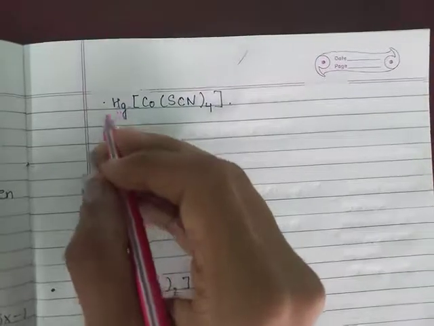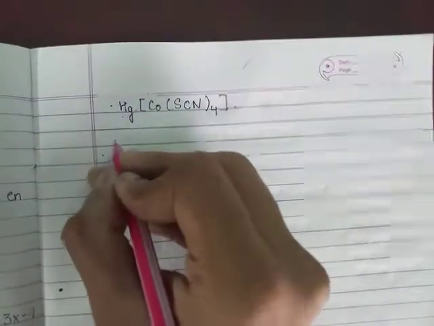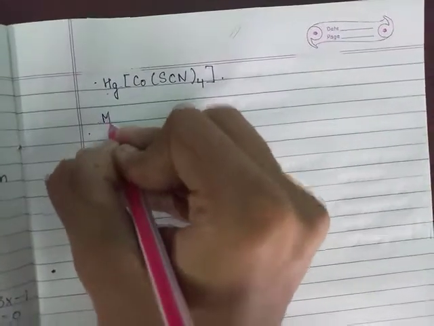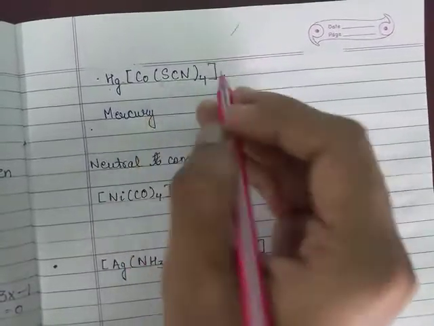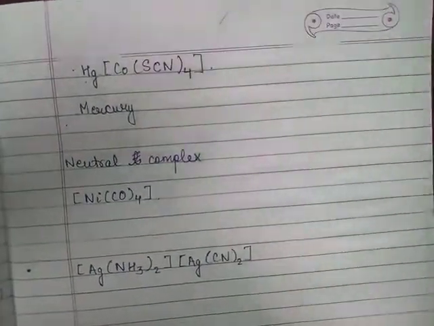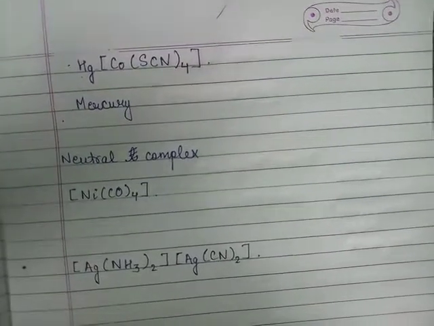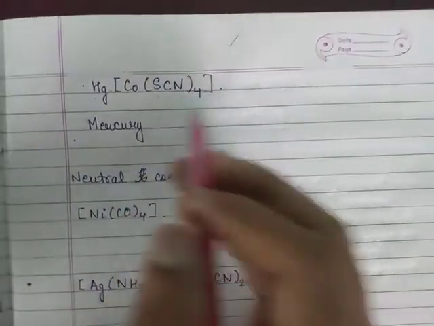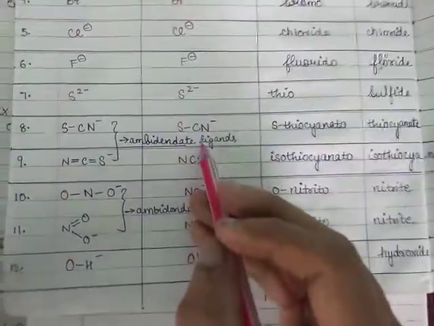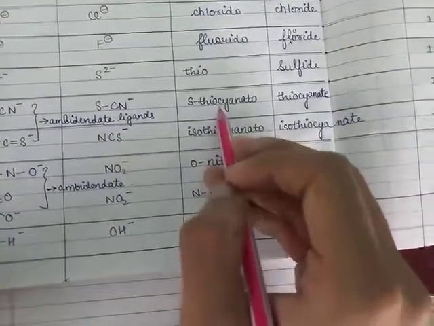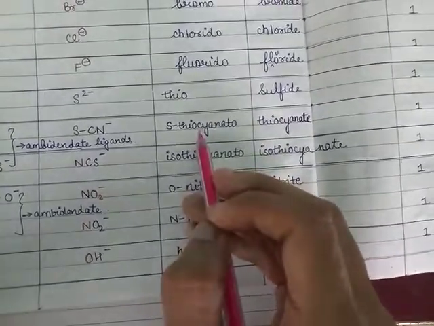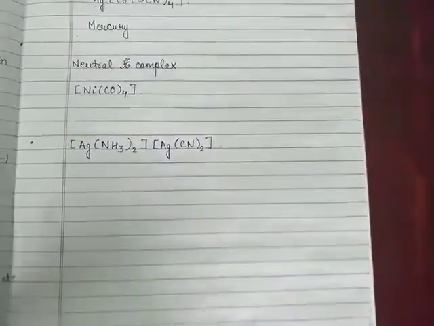So what is the step? First step, this Hg has to be named. So mercury, then inside we'll choose the ligand. There is no choice, there's only one ligand over here. So after going inside, we'll see the name of the ligand. What is SCN? SCN is a ligand? Yeah, it is. Now go to the table and see SCN is a ligand. At point number 8, its name is S-thiocyanato, or simply thiocyanato can also be used. So thiocyanato is the name of the ligand.